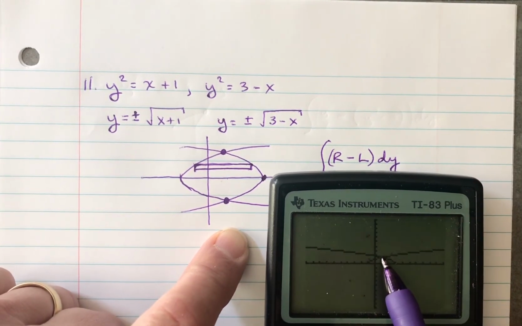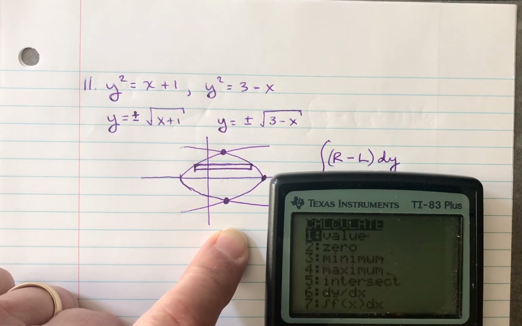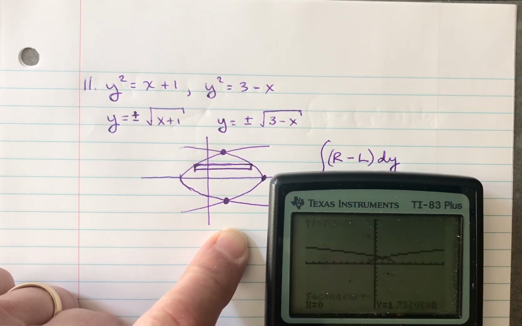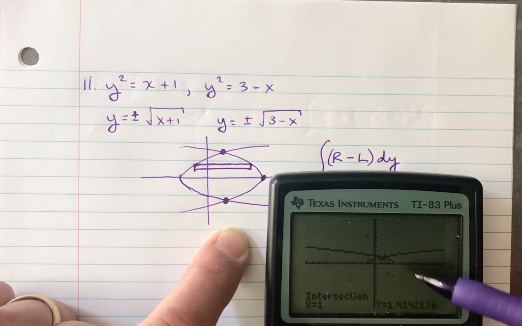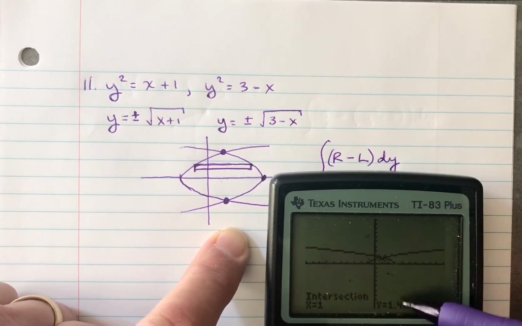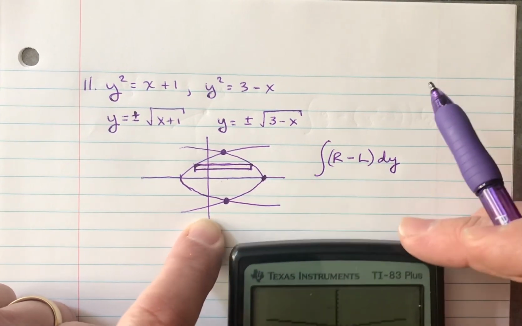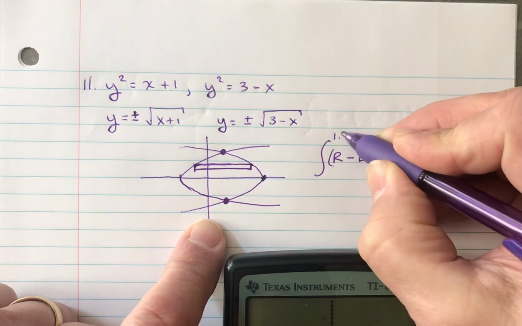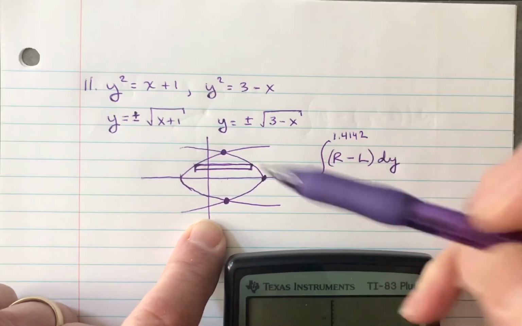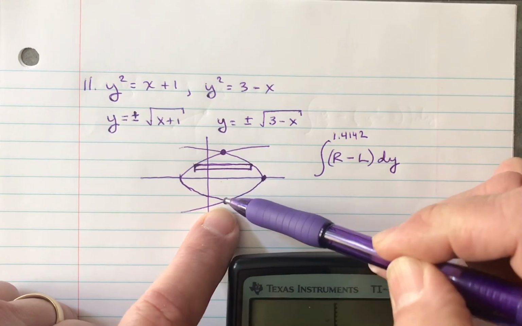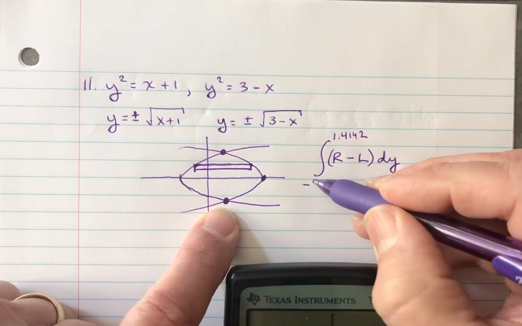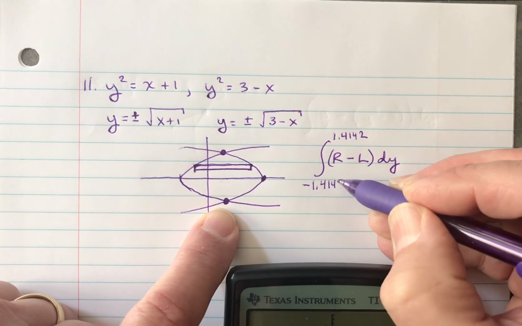So now I need to find this point right here. So second trace, find the point of intersection. And this time, I'm going to be integrating with respect to y. So instead of getting my x value, I'm going to choose my y value. And that turns out to be 1.4142. So I'm going to integrate to 1.4142, and because it's symmetric with respect to the x-axis, I know that the bottom would be negative 1.4142.